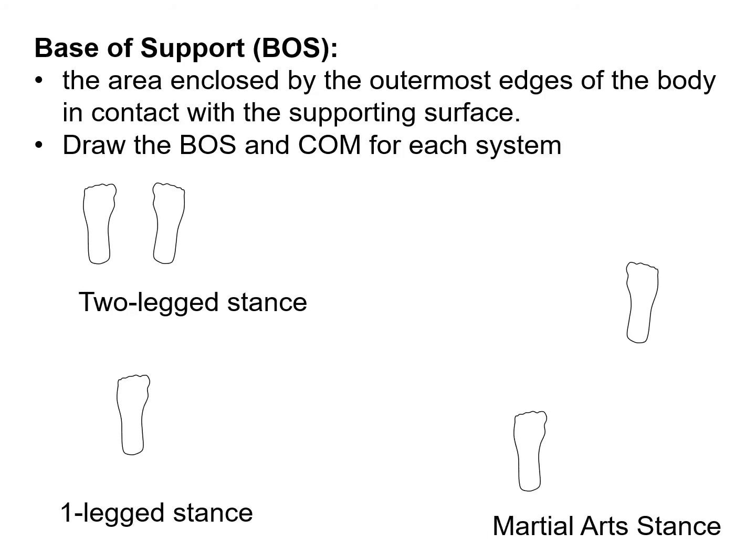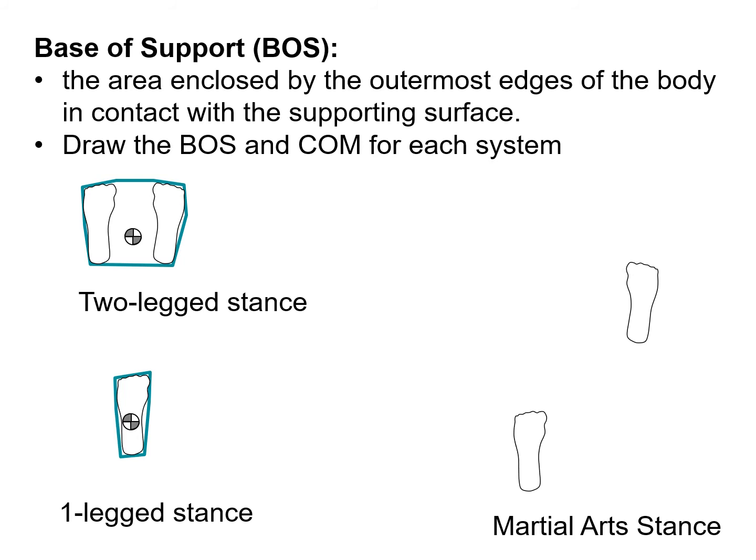So let's look at some examples here. We can draw our base of support here, and here's our center of mass, for our two-legged stance. If we go into a one-legged stance, our base of support is going to decrease, but our center of mass needs to be in almost the middle of the foot for us to maintain our balance.